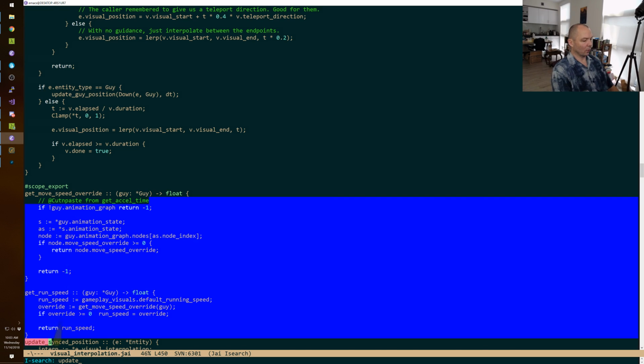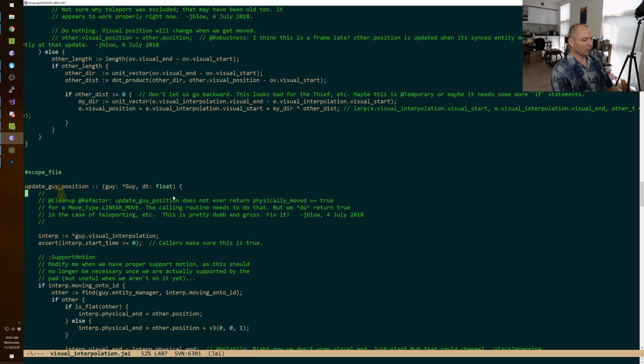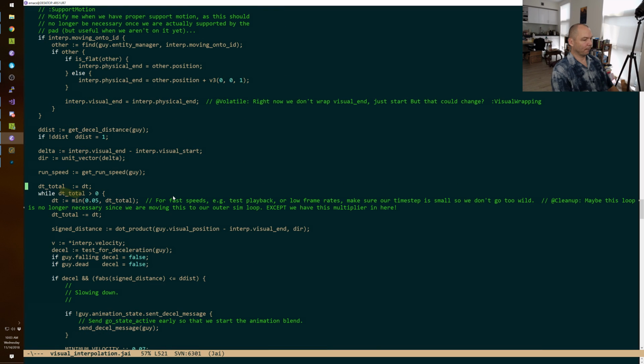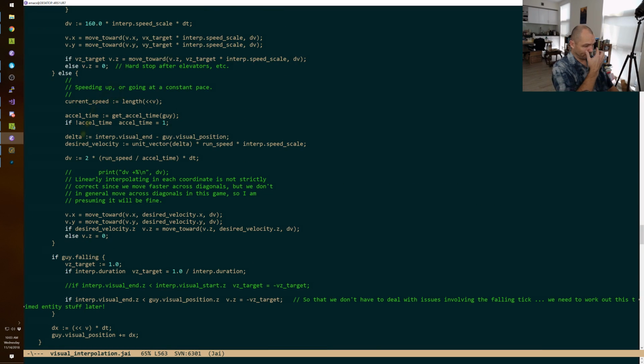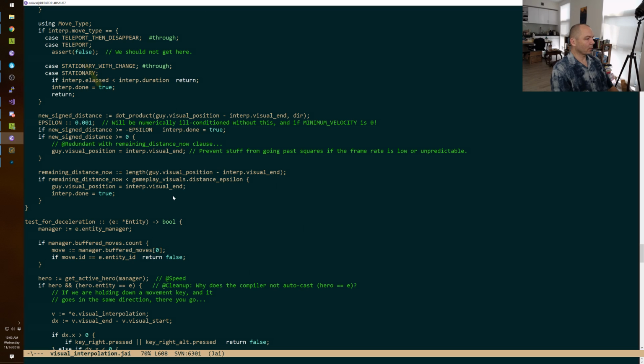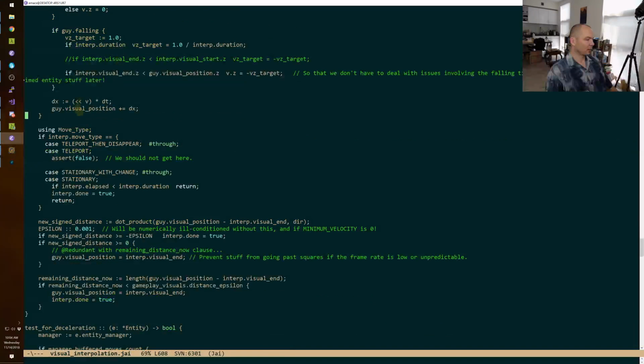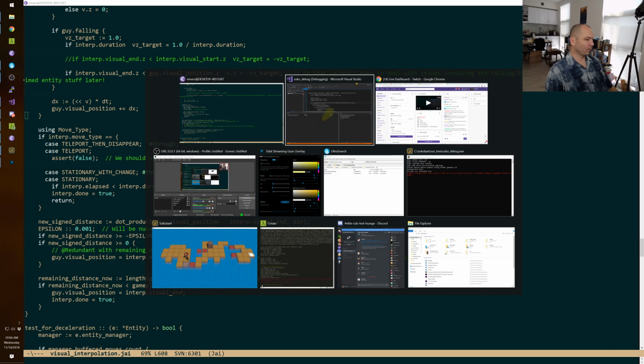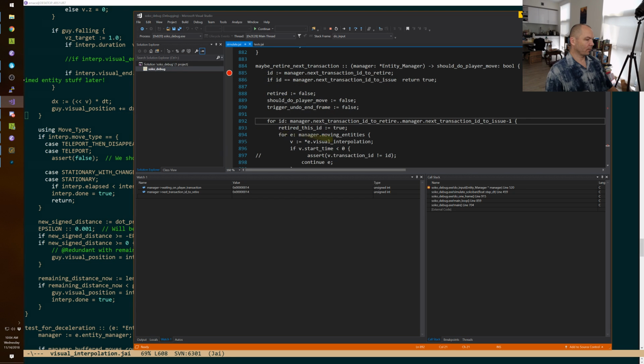look at update guy position. And this is all that motion controller stuff. So we just set the done flag and return if we're stationary. We do this stuff. Oh. See any real problem.